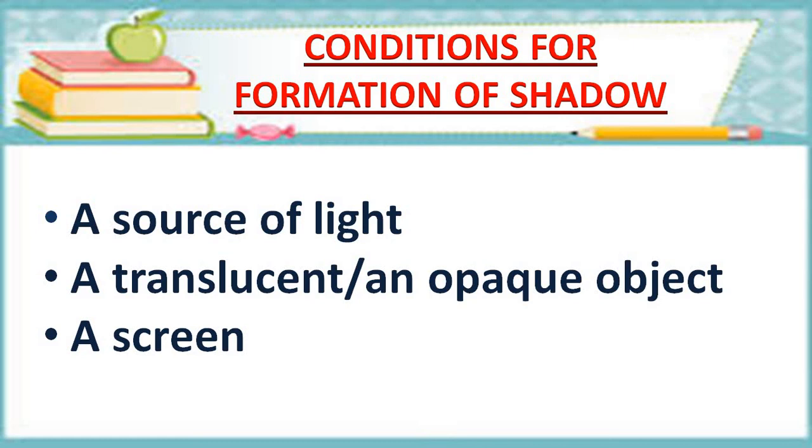So this is all for today, children. In today's class we have discussed what is shadow, how the shadow forms, what are the conditions for the formation of shadow, and how the size and length of the shadow also vary with the source of the light.